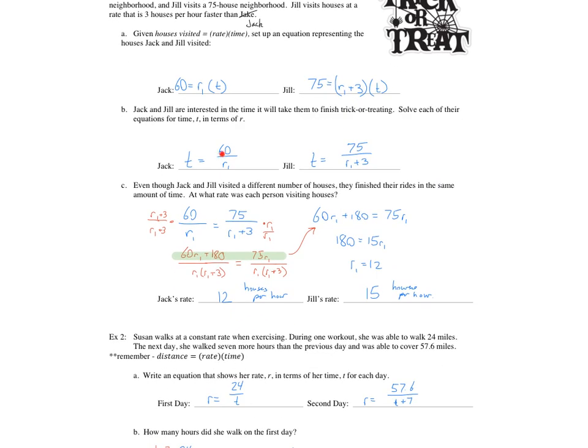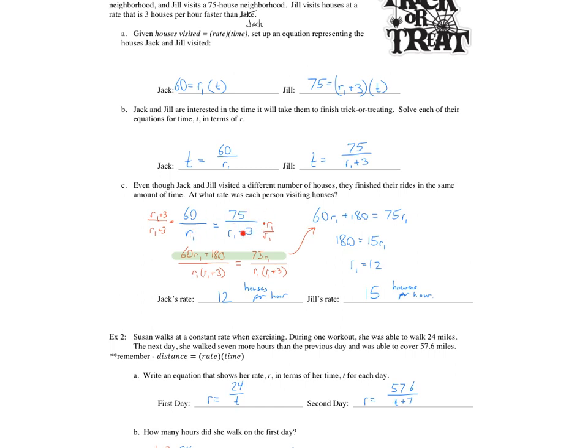So solve this for t, so we divide by R1, and we divide by R1 plus 3. So the time equals 60 over his rate, and Jill's time is 75 over R1 plus 3. Since these two times are equal, so they finish their rides in the same amount of time, 60 over R1 equals 75 over R1 plus 3.